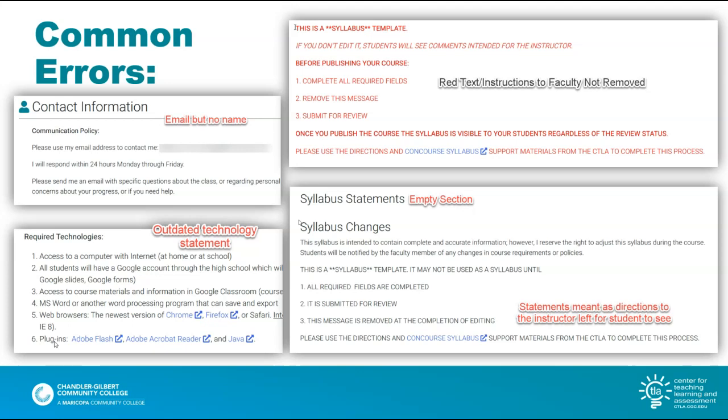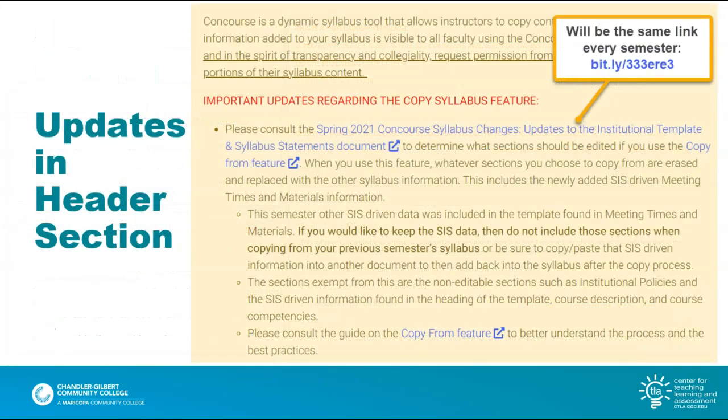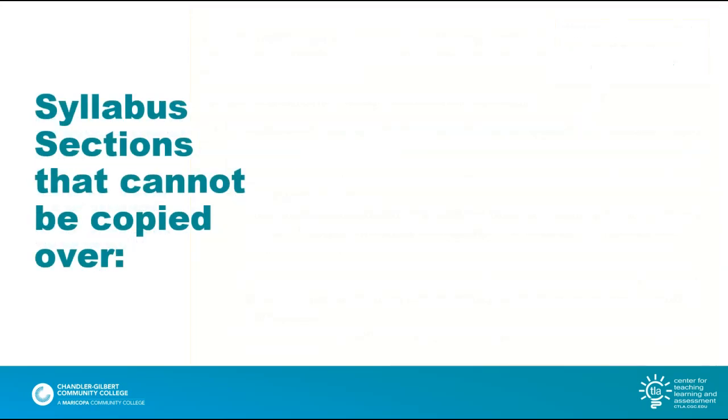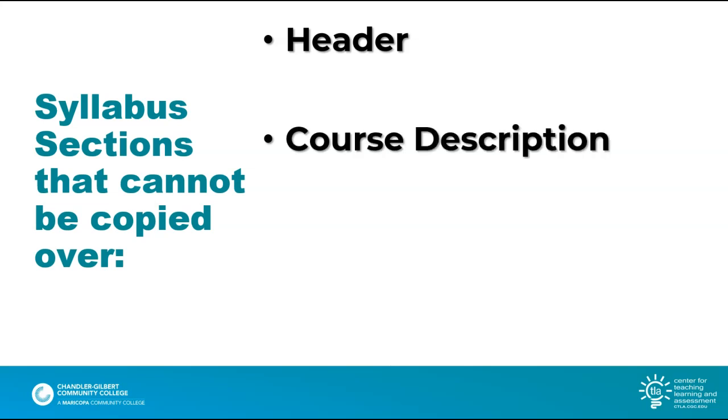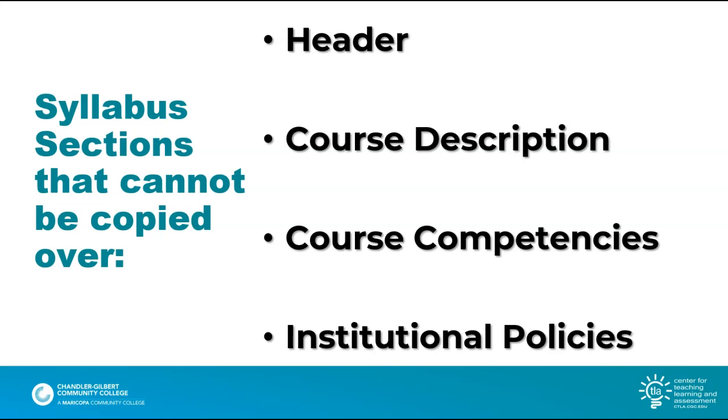Since we are still working to get the best template for the syllabi, it's important that we pass on the message to faculty that they need to be looking at the updates to the syllabus document. It is found in every header comment section. It will be held in the same document every semester, so you can find it at bit.ly/333ERE3. As a reminder, the only sections that are safe from the copy process are the header, though they can edit the notes field there, course description, course competencies, and institutional policies. The rest of the sections that hold updated information will be copied over if they don't check that document out first.